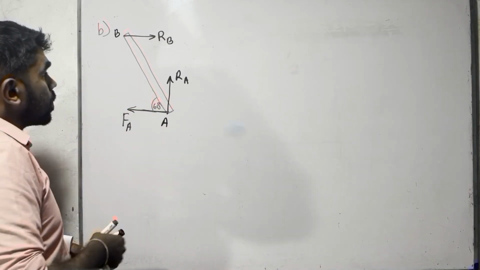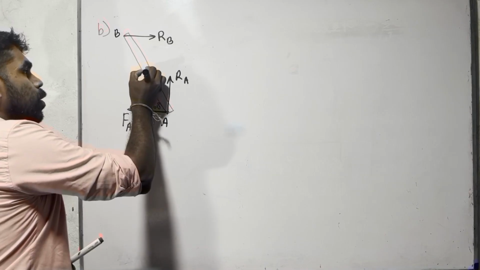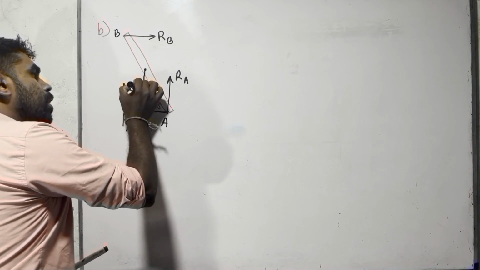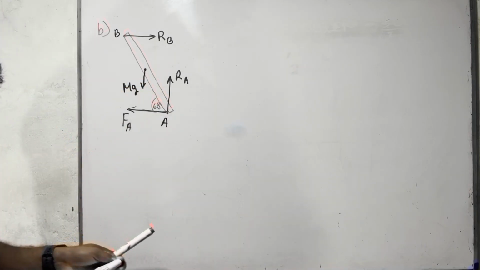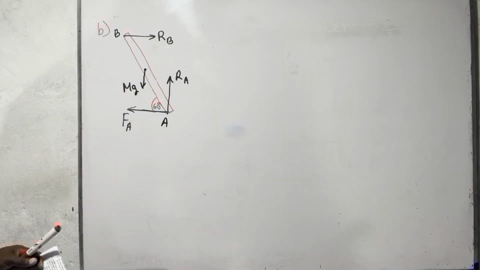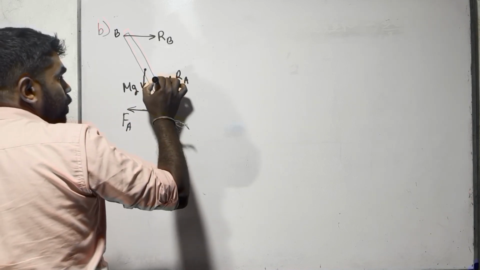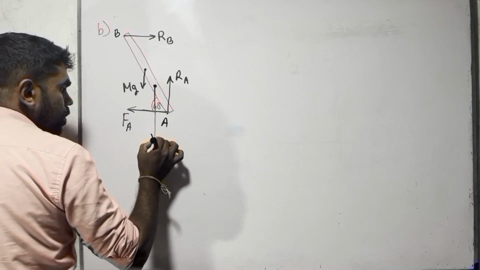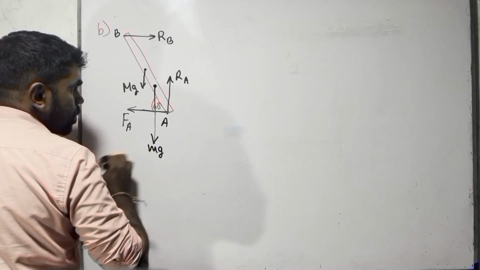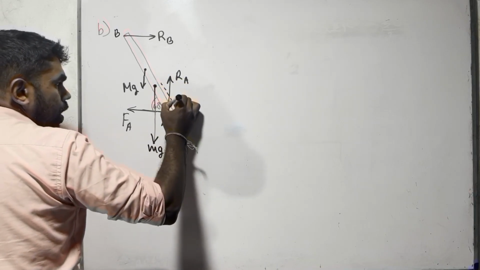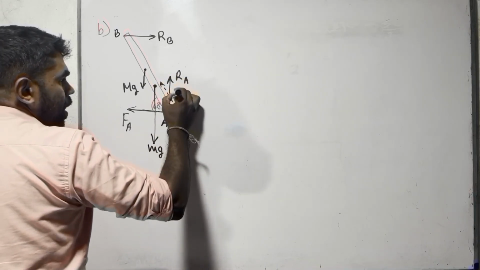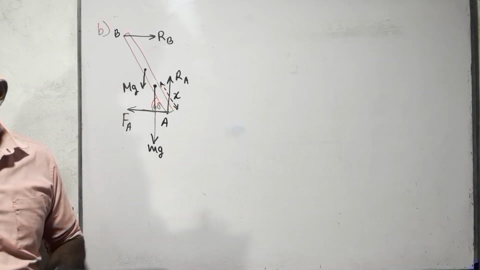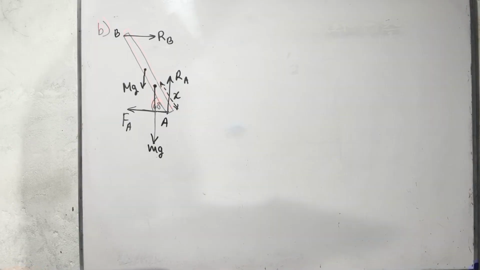Then we have to mark weight of the ladder. Mass is given as capital M, then weight of the ladder is capital Mg, and weight of the man is simple mg. He is at a distance x from the end A, from point A. It is the free body diagram.